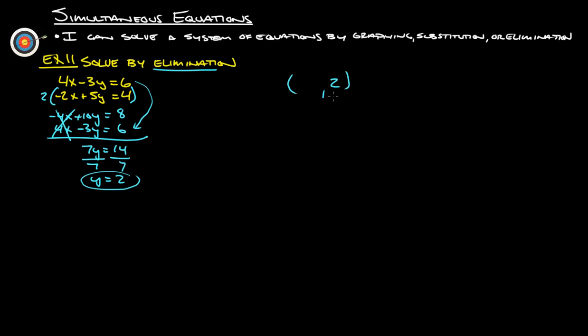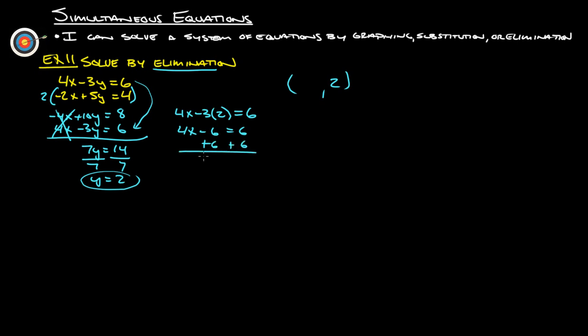Okay, now we got to figure out what the x is. So we're going to plug y into either one of these two equations and figure out what the x is. I'm going to plug it into this one here because my x is already positive. But either way will work just fine. 4x minus 3 times y, which we now know is 2, needs to equal 6. 4x minus 6 equals 6.